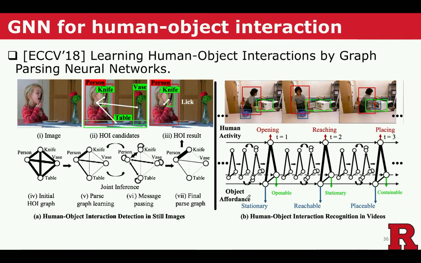And of course, GNNs can learn human-object interactions. By considering human and object as the nodes, this is how we can construct the graph. Any potential interaction will be considered as the edges, and the edges, the relationships between the entities, will be refined in this message passing process.